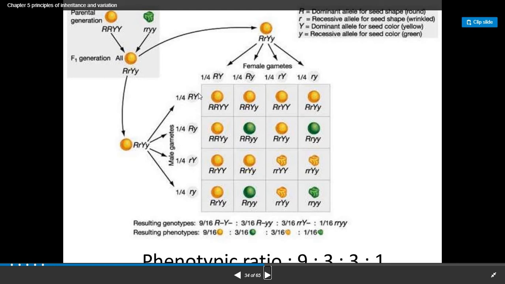Okay, so I hope, students, this table is clear, and here you can see the genes: capital R coding for the shape that is round, small r coding for wrinkled, capital Y coding for yellow color, and small y coding for the recessive seed color that is green. And whenever a dihybrid cross is asked, you have to draw it this way.